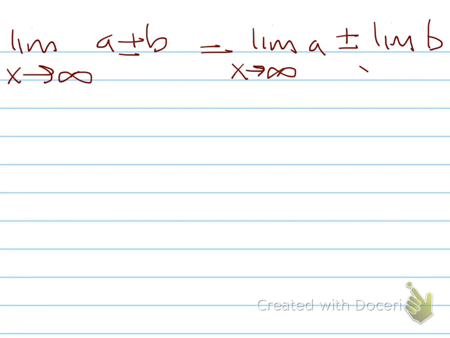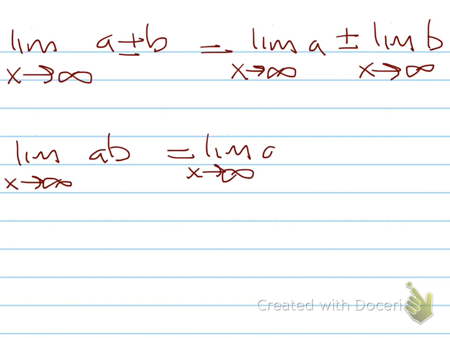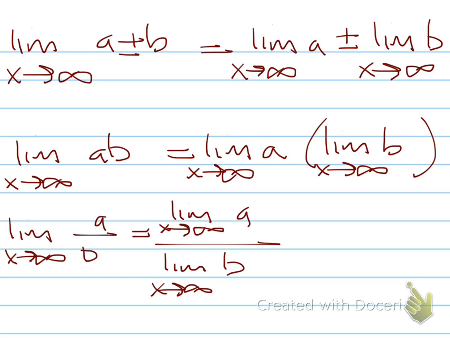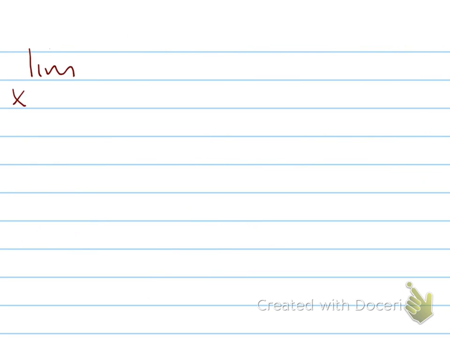And then some rules for the limits. The limit of the sum of 2 terms is the same thing as the sum of both of those limits. Same is true for subtraction. The limit as x approaches infinity of the product of 2 factors is going to be the same thing as the product of those 2 limits. And then the limit of a quotient is the same thing as the quotient of the limits. And the limit of a constant is always going to be just the constant.